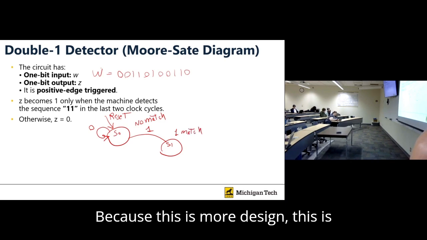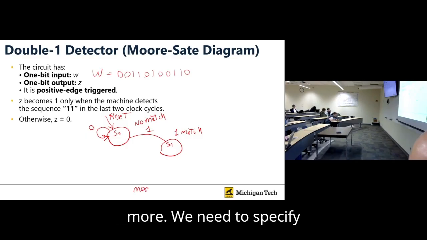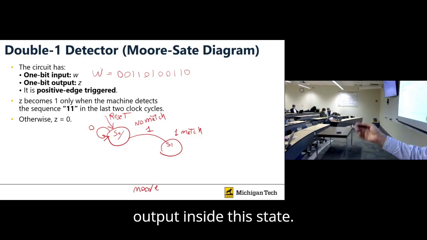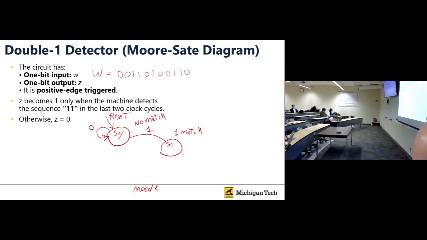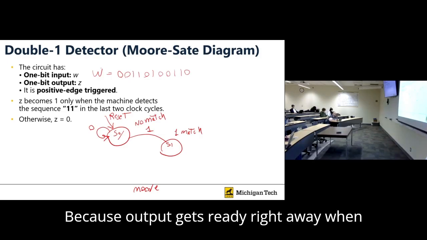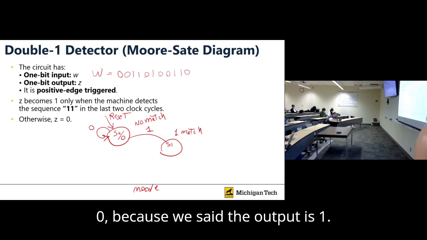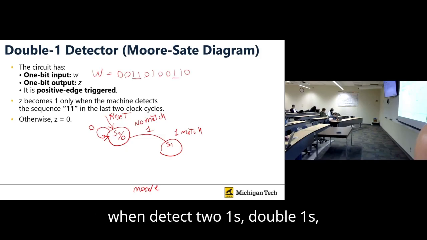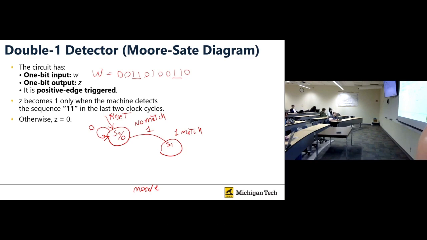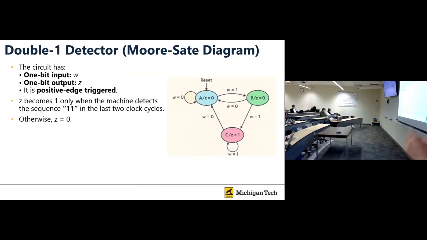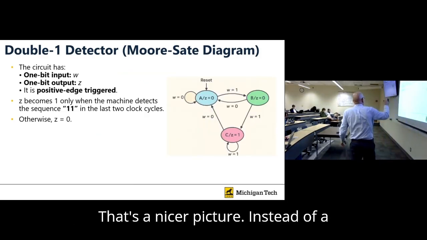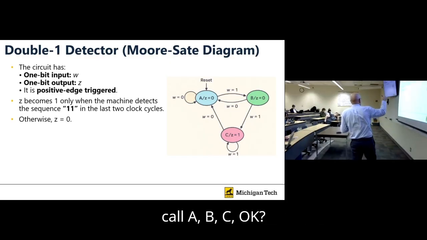Because this is a Moore design, we need to specify output inside the state. Output gets ready right away when a state gets ready. So the output here is 0 because we said the output is 1 when we detect two ones close to each other. We are in one match because 1 came. If 0 comes, we go back to S0. So that's a nicer picture. Instead of state 0, state 1, and state 2, we call them A, B, C.